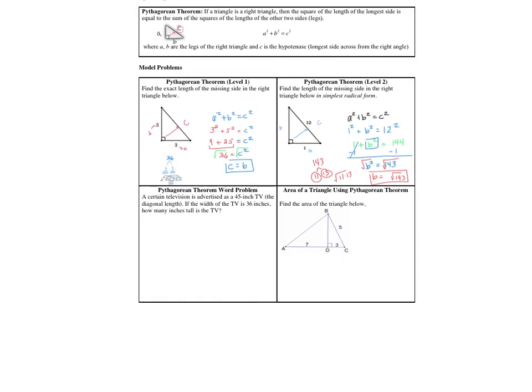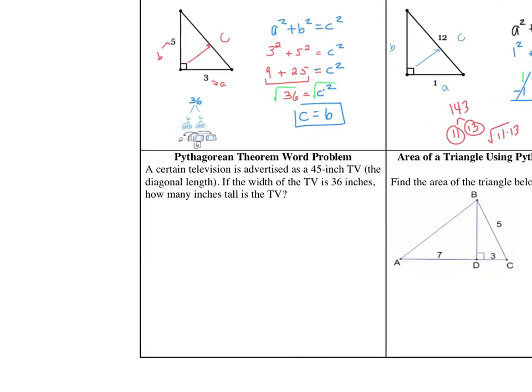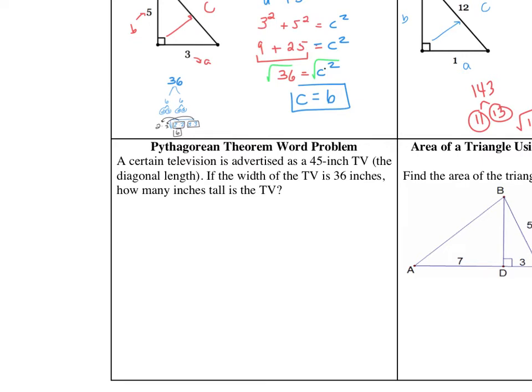Let's go into our next problem. Pythagorean Theorem word problem. A certain television is advertised as a 45-inch TV. That's your diagonal length. If the width of the TV is 36 inches, how many inches tall is the TV? So diagonal is your hypotenuse.